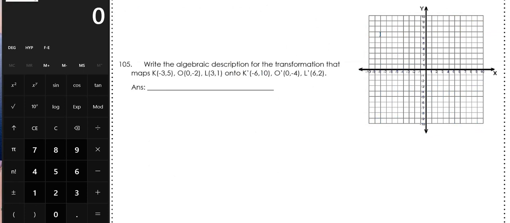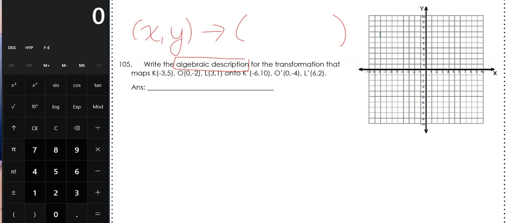Number 105. Write the algebraic description for the transformation that maps all of those points, K, O, and L, onto their image points, K prime, O prime, L prime. Now, writing an algebraic description means you're going to write something that looks like this: X comma Y becomes, and then whatever happens to those coordinates.